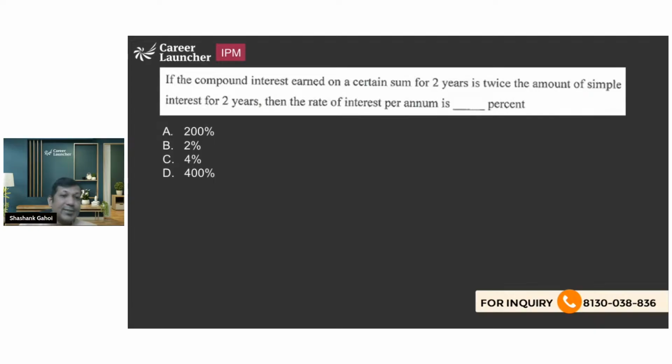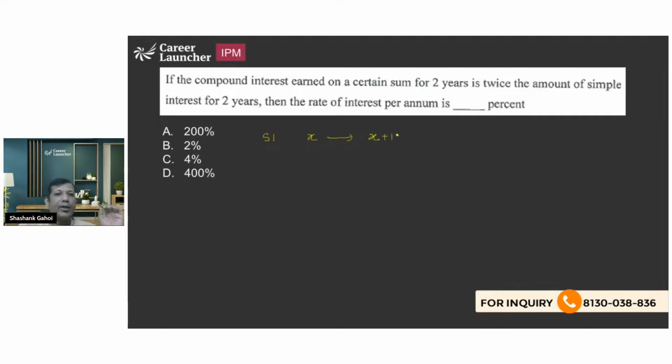Now what does it say? The compound interest earned on a certain sum for 2 years is twice the amount of simple interest for 2 years. ठीक है. अब इस क्वेश्चन को कैसे करेंगे? ज्यादा सोचना समझना नहीं है इसमें. ठीक है, सिंपल सा अप्रोच लेंगे. तो मैं ये ले रहा हूं कि सिंपल इंटरेस्ट लेके चल रहे हैं. वी आर टॉकिंग अबाउट x रुपीज, रेट ऑफ इंटरेस्ट कितना है मुझे नहीं पता. मैं सीधे ये ले रहा हूं कि सिंपल इंटरेस्ट की बात कर रहे हैं.